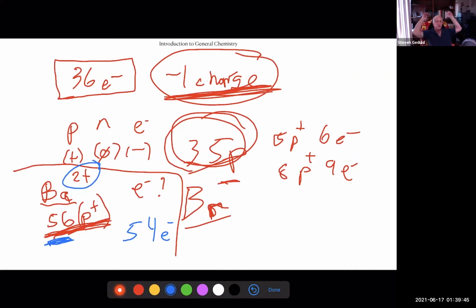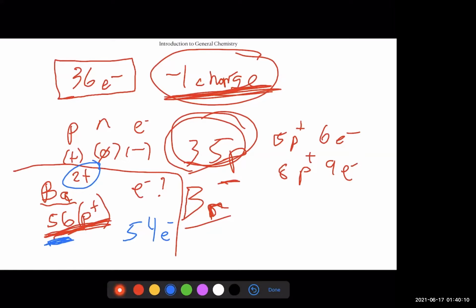So protons don't change. The neutrons change to determine your average mass. The electrons change to determine your charge. But the protons do not change, because if you change the protons, you change your element. Does that make sense?